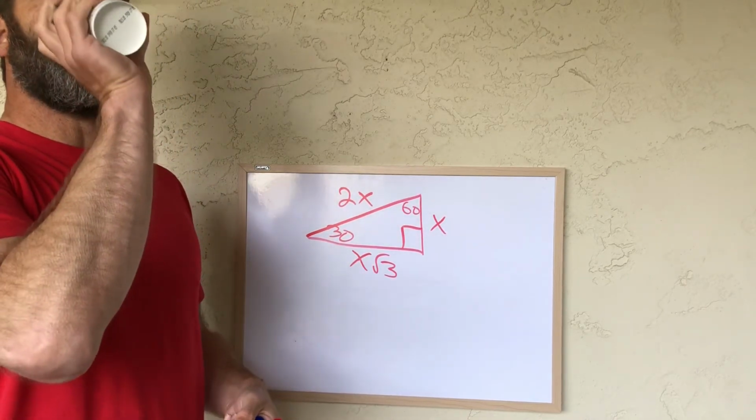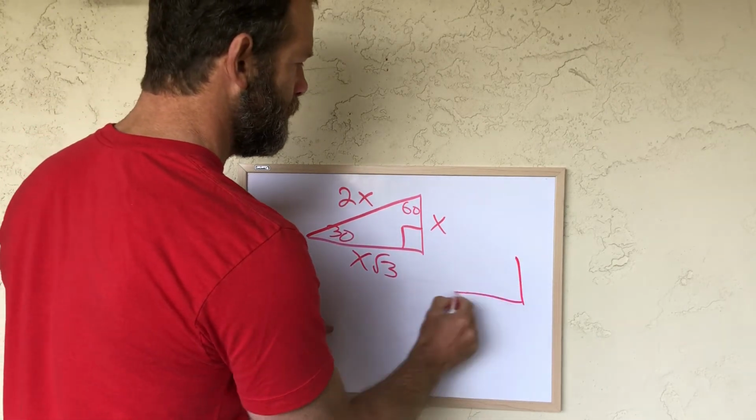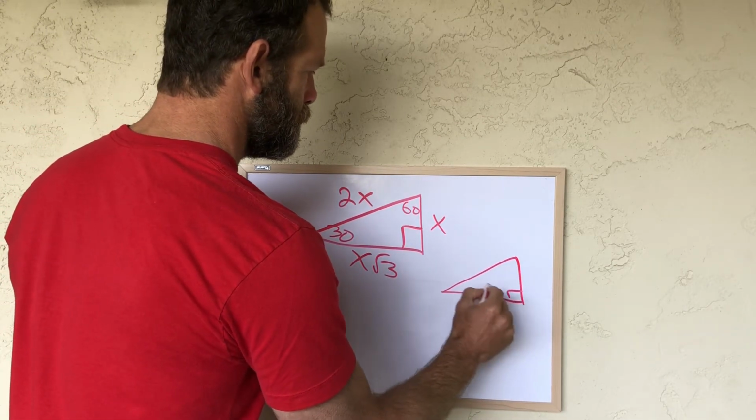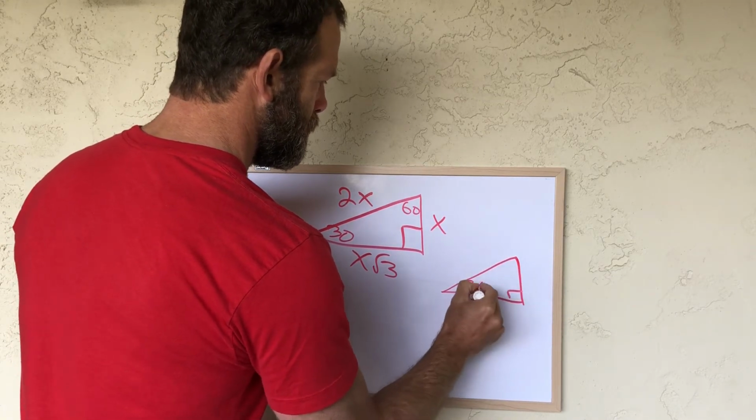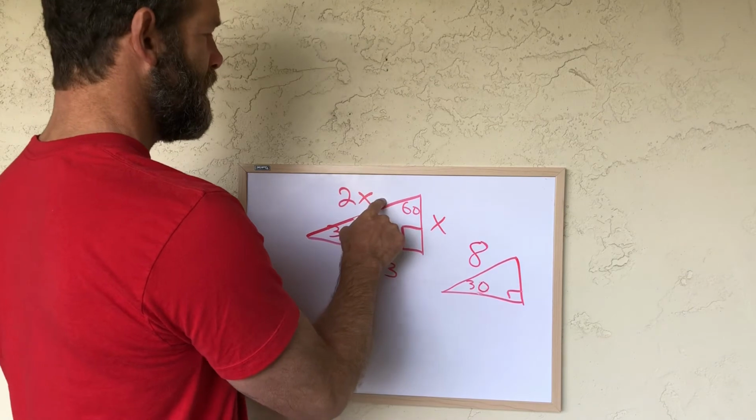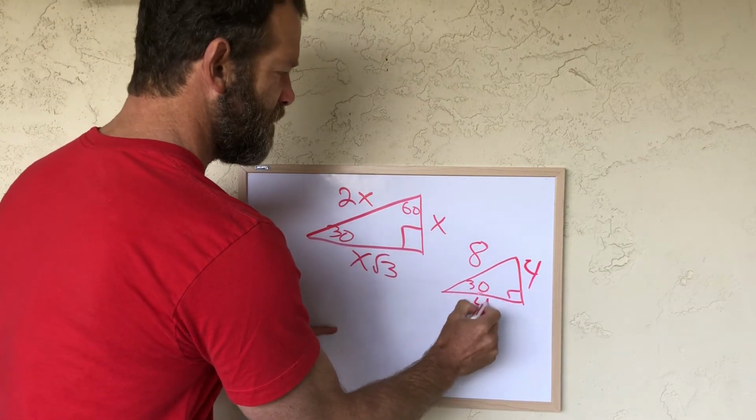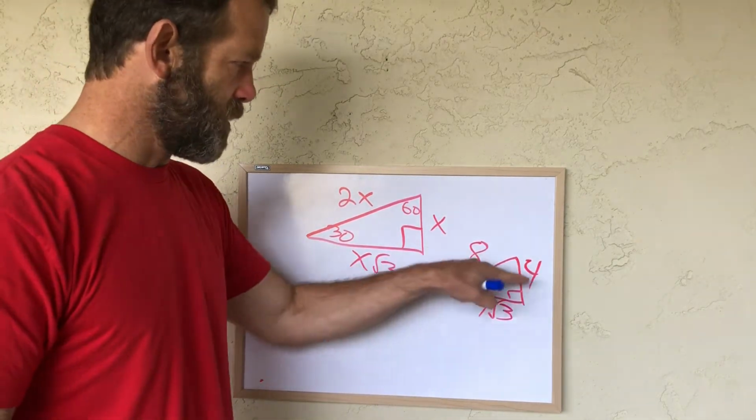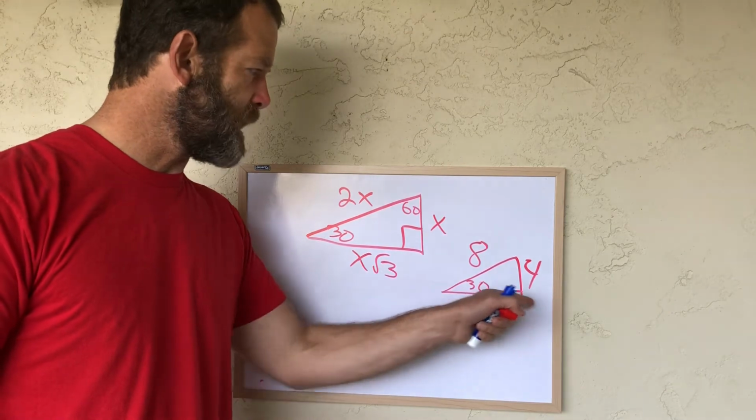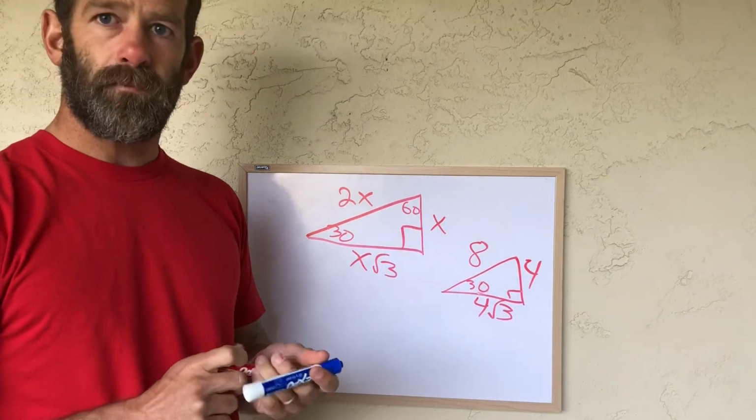Now, let's say this side was, in a 30, 60, 90, let's say this side was 8. That means your hypotenuse is half of that, which is 4. Your middle leg is 4 root 3. The Pythagorean theorem would work for this. If you were to do a squared plus b squared equals c squared, it would work. If you don't believe me, go ahead and try it.